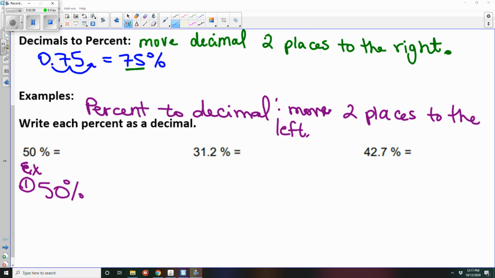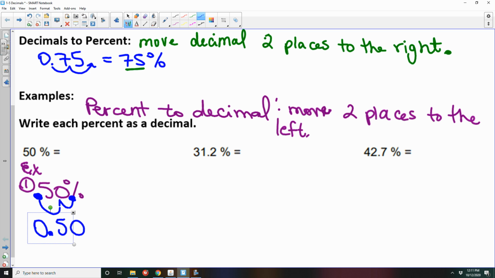So if we have 50% as our first example, do y'all remember where the decimal currently is for 50%? You guys always behind your 0 there. And now to go from percent to a decimal, we're going to move it 2 places to the left. So we're going to go 1, 2. So what is actually going to be in front of that decimal now? 0, so it's going to be 0.5. And you can put the 0 after it, but you don't have to. You can just leave it as 0.5.